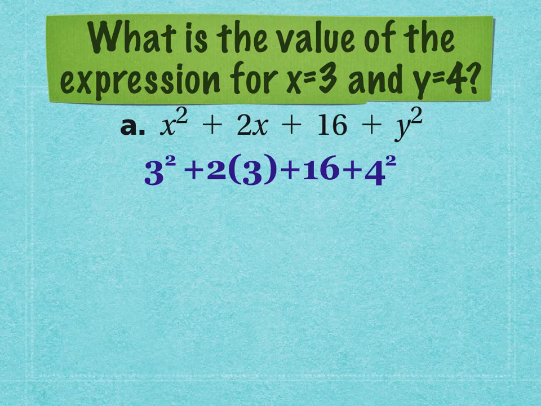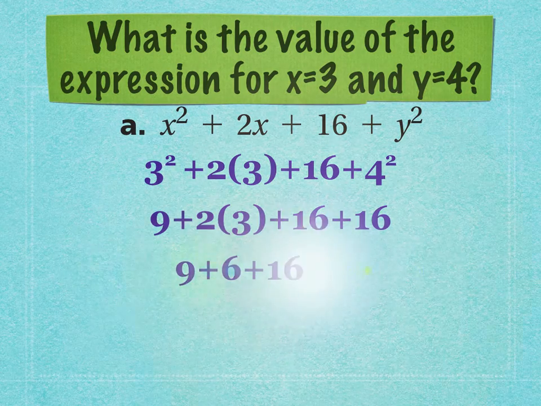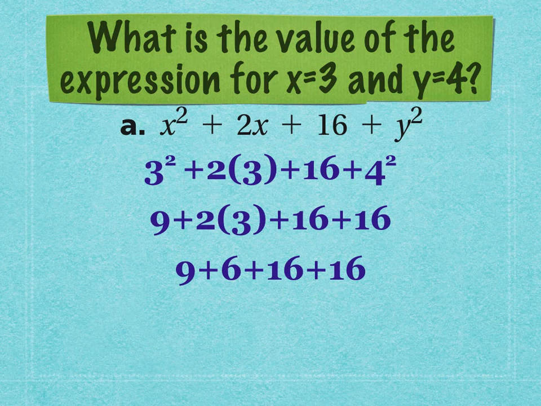Inside of the parentheses is a 3. There's not an operation to perform, so we don't have anything to do inside of parentheses, so we're going to skip that and go to exponents. 3 squared is 9 and 4 squared is 16, so I'm left with 9 plus 2 times 3 plus 16 plus 16. Now I do have multiplication. 2 times 3 is 6, so you'd bring down 9 plus 6 plus 16 plus 16. And when you do all of that addition, you should end up with the answer 47.